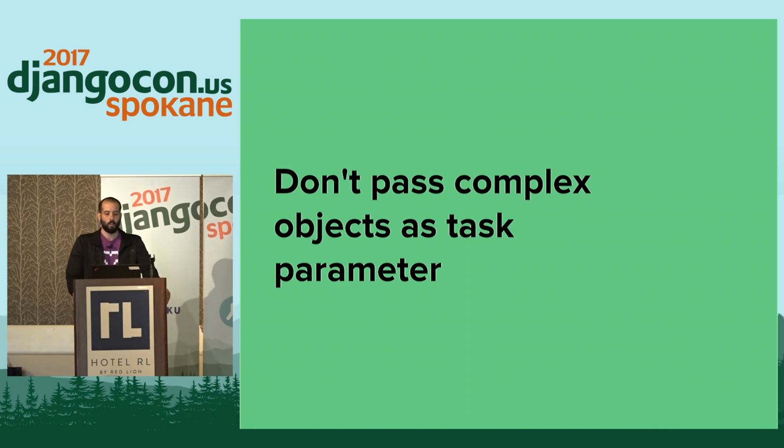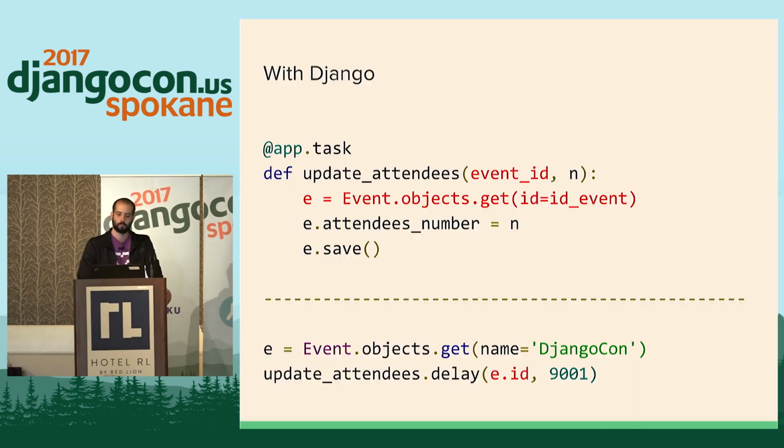Another issue is that database objects you pass might have changed between the time you place the task and the time it gets executed. In that case, you'll be working with an outdated version of the object. What you want to do is to pass the ID of the object and fetch a fresh copy from the database.